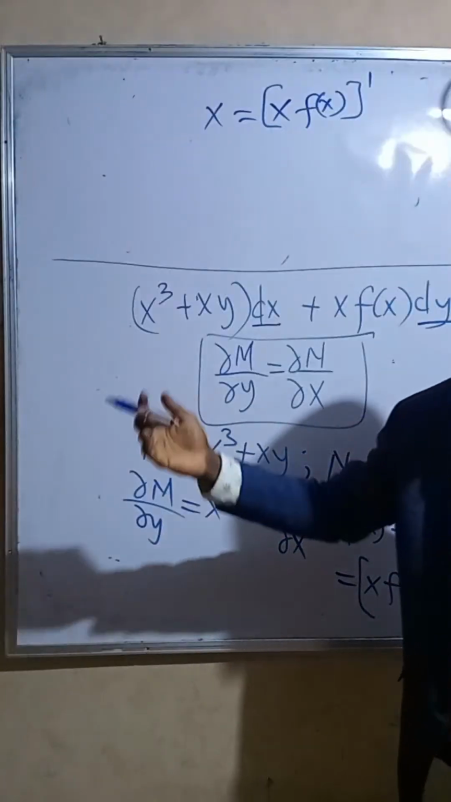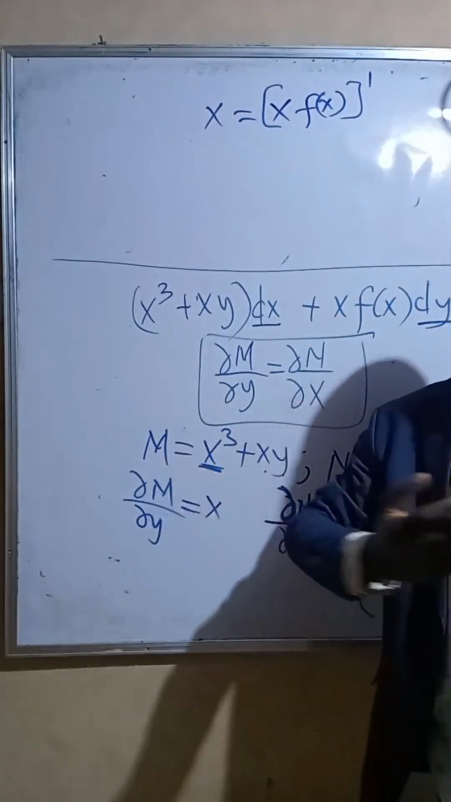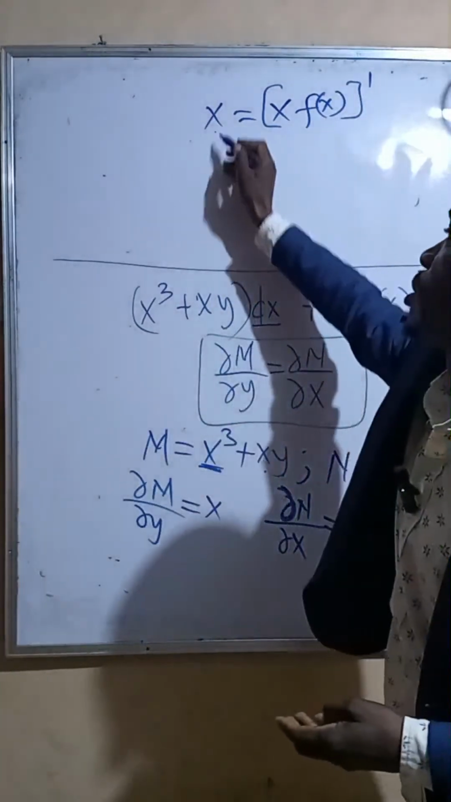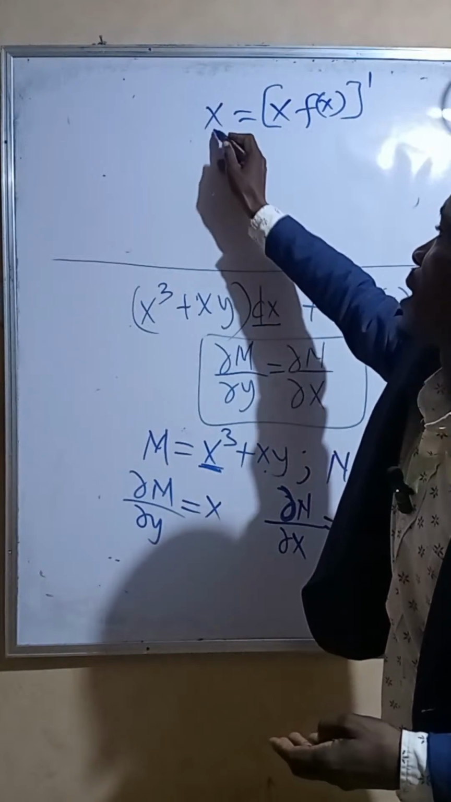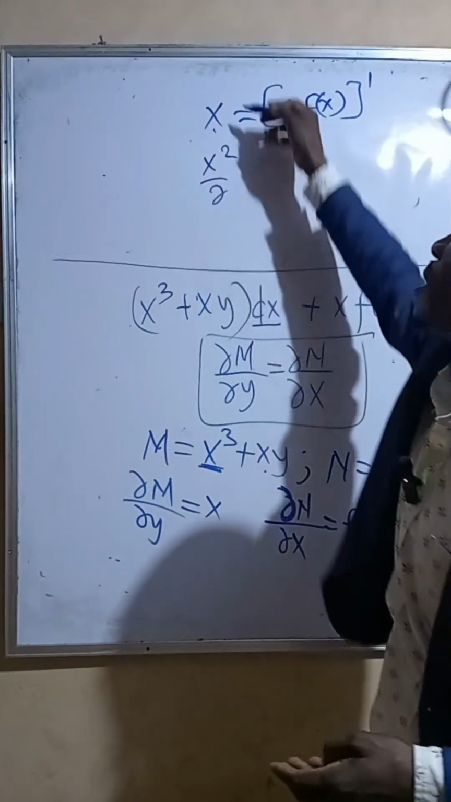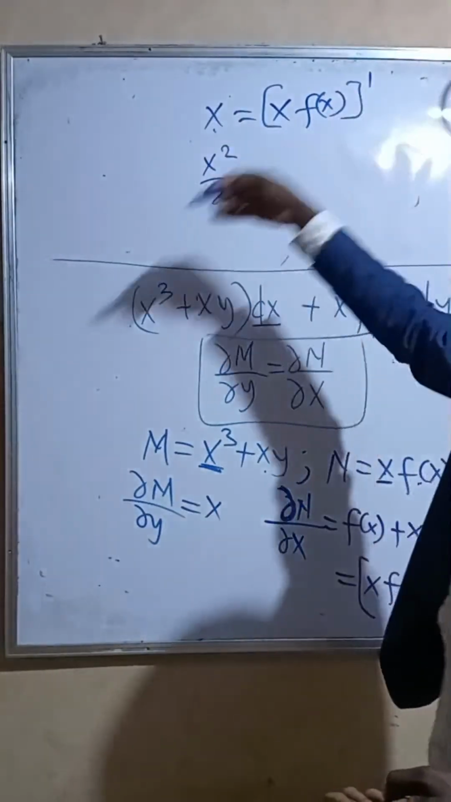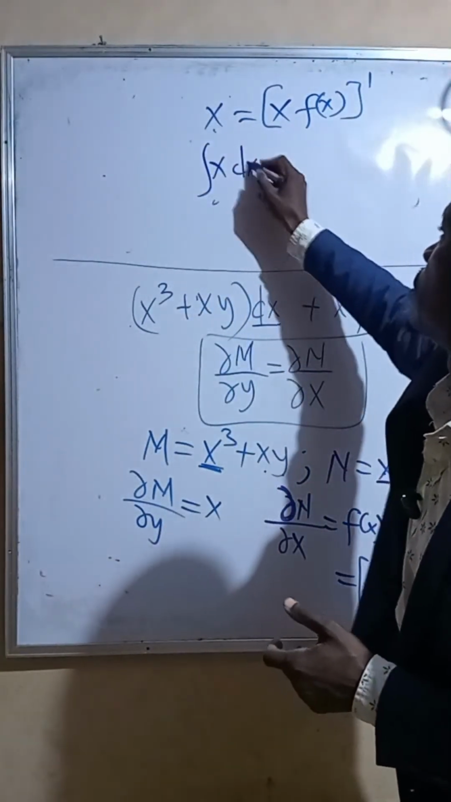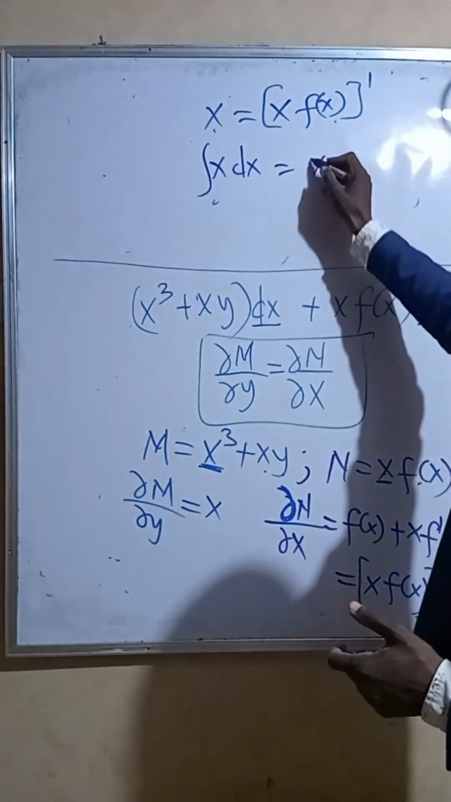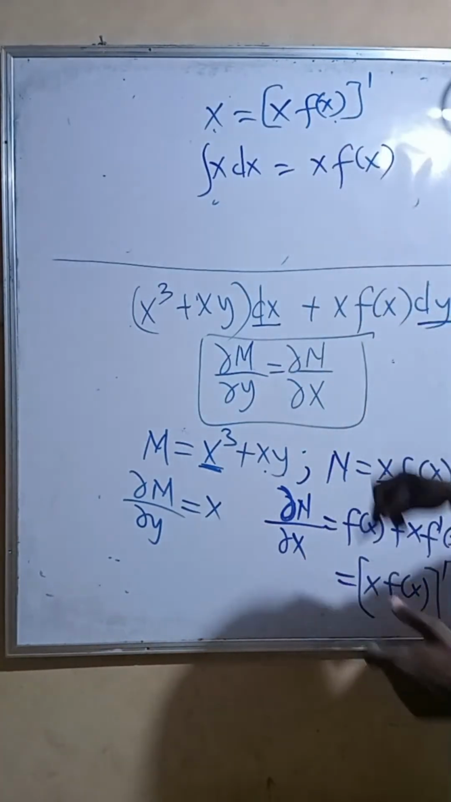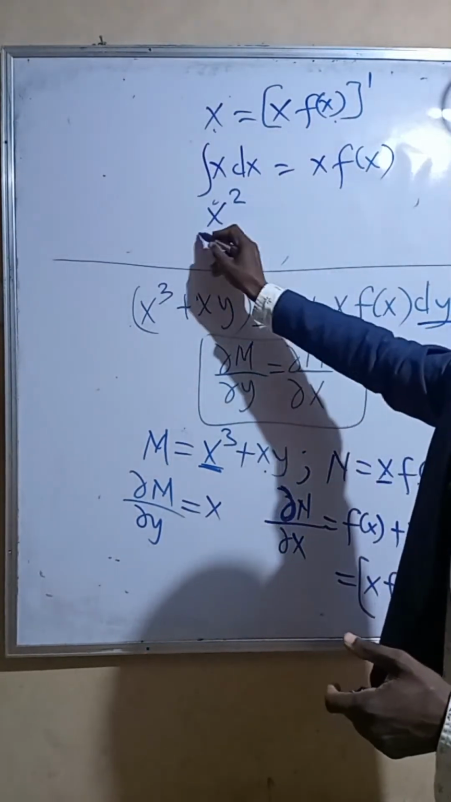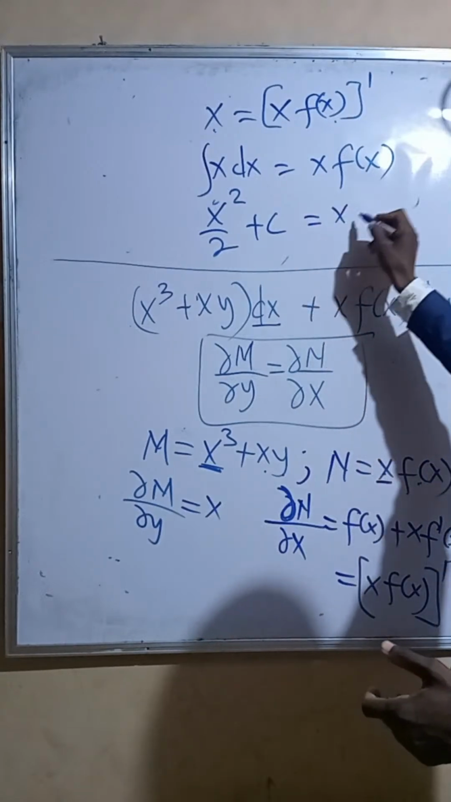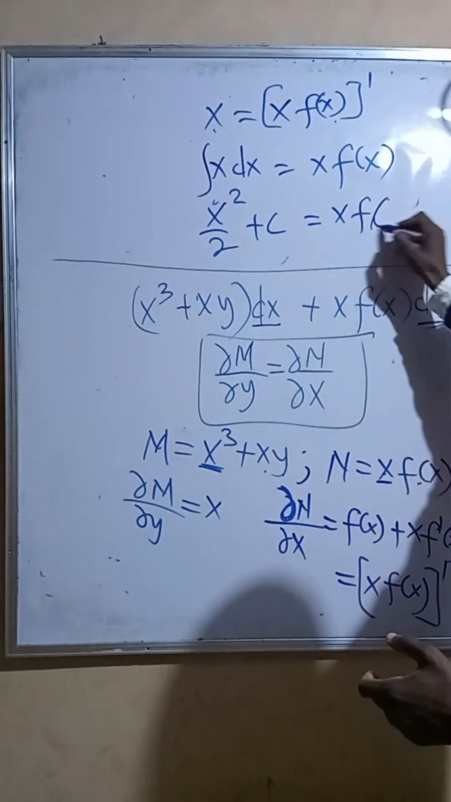If you want to cancel the differential, then you have to integrate both sides of the equation. If you integrate x, that will be x squared over 2, since x has power 1, so plus 1 over 2. If you integrate this one, the differential will cancel. So we have this over 2 plus the constant of integration, equal to this.